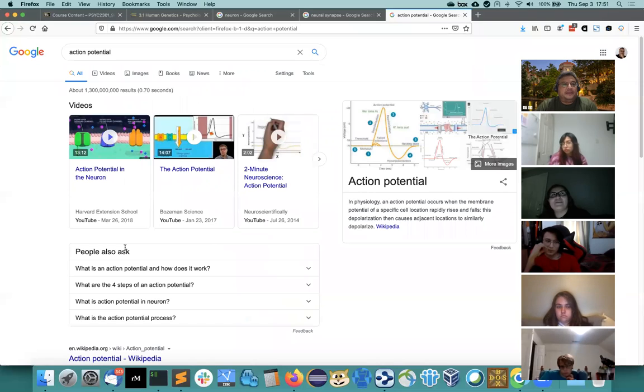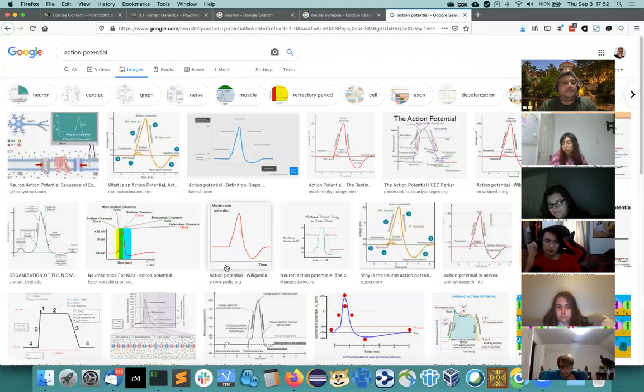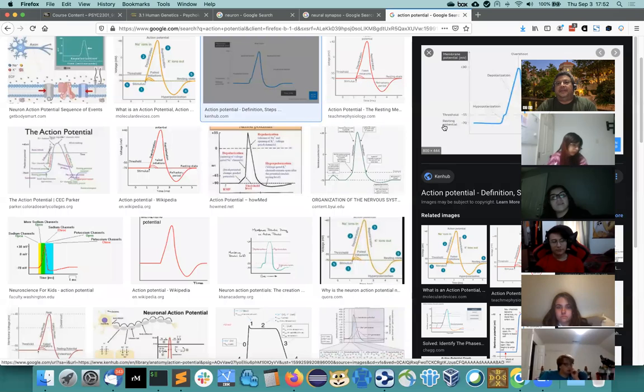Let me see if I can first show you an image and then show you a video, because it helps to see a video sometimes. So an action potential, it's a big spike that travels down the length of the axon, right?